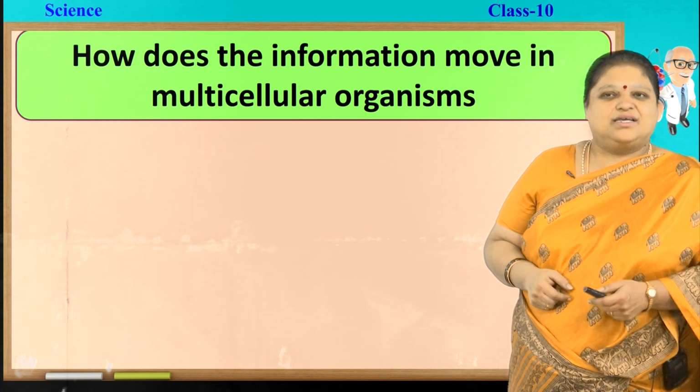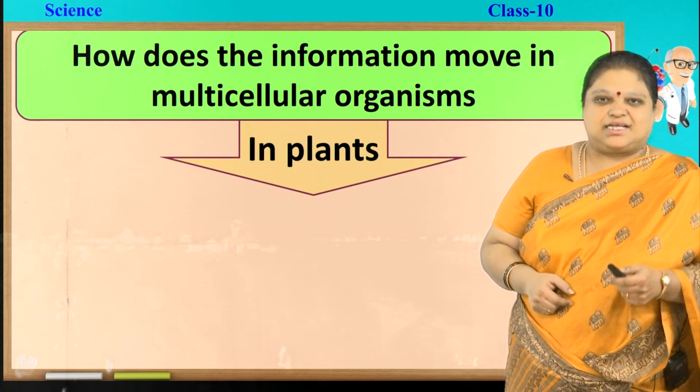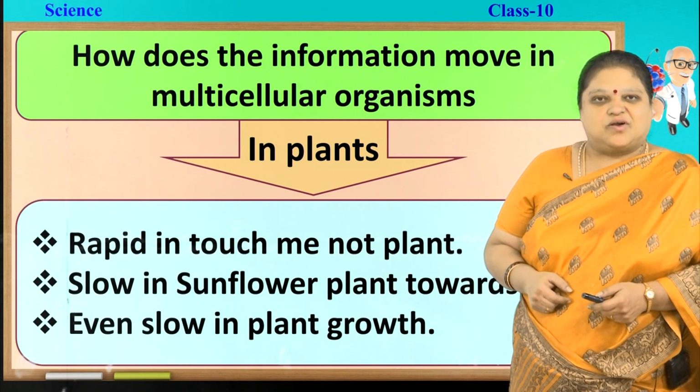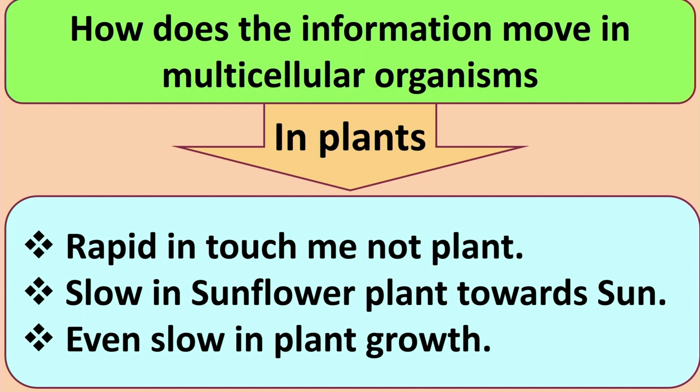Now, how does the information move in multicellular organisms? Let us see, especially in plants. It may be rapid in the touch-me-not plant, slow in sunflower plants moving towards the sun. If there is growth taking place, that is the slowest, it will be the least.